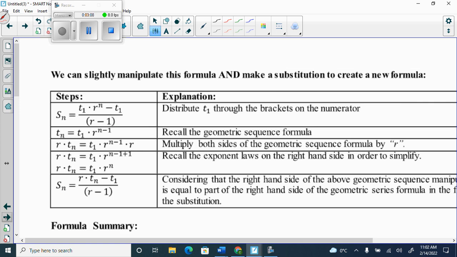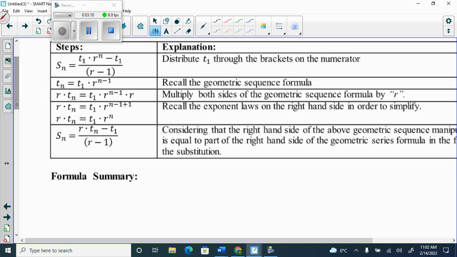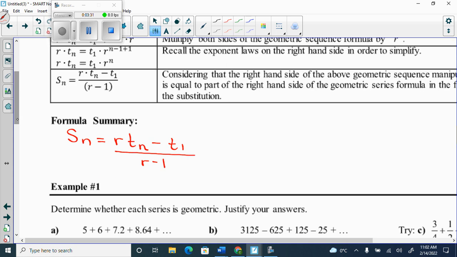Okay. And here's our other derivation of it. So it's r times Tn minus T1 over r minus 1. It's the second one. So it's written like this. Sn equals r Tn minus T1 over r minus 1. And we know what all the things stand for.